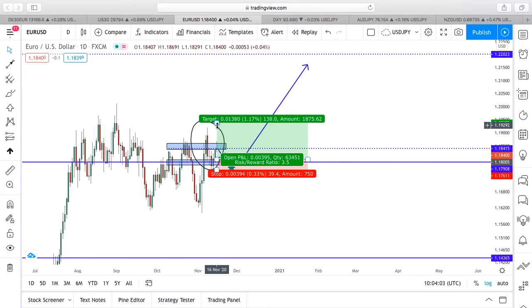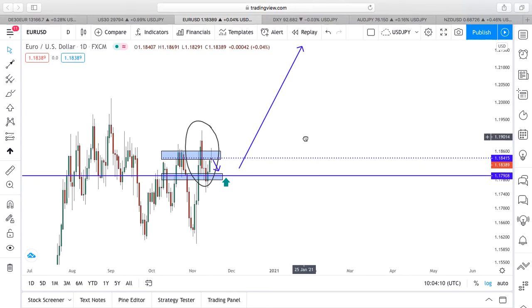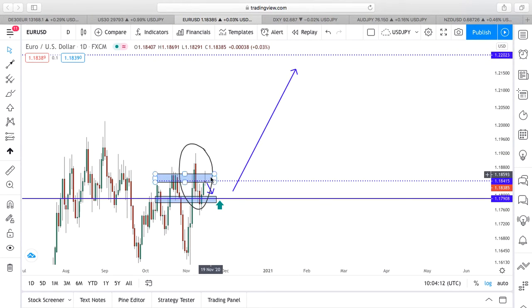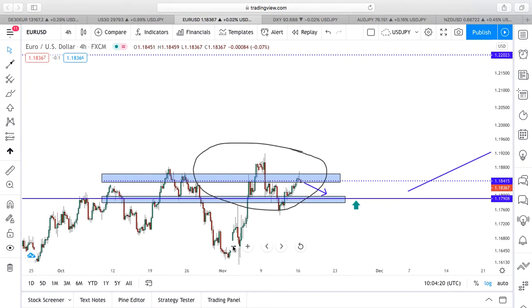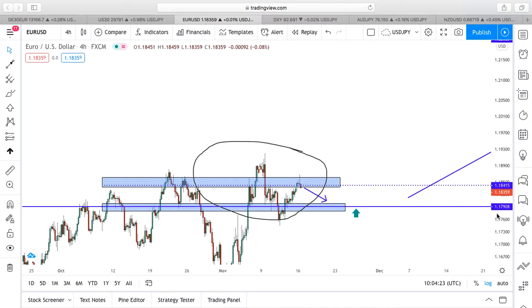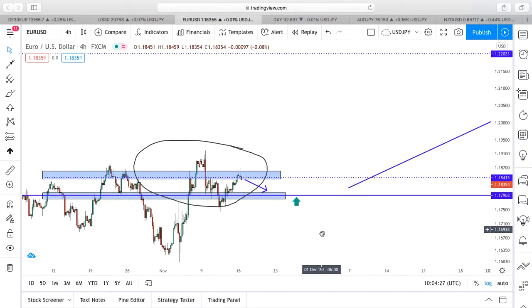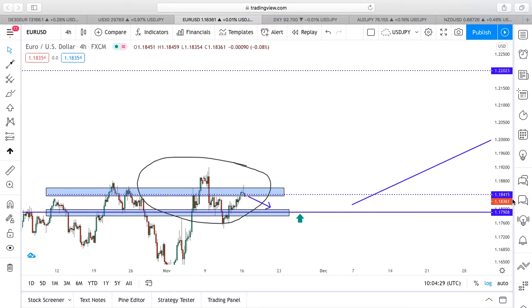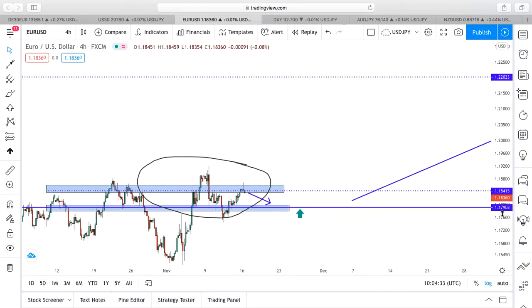So that's scenario 1. Scenario 2, of course, you always need a scenario 2, because price may not necessarily pull back to our support. Now, again, you don't want to sit around and waste a potentially really good trading opportunity because you don't have a scenario 2 mapped out.